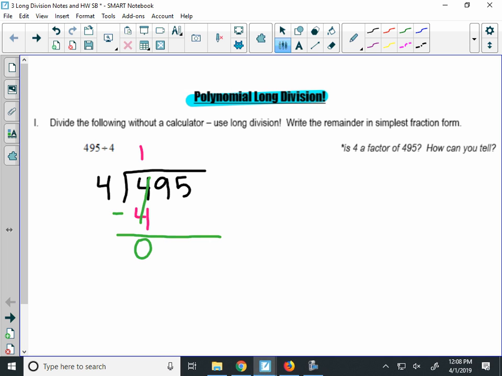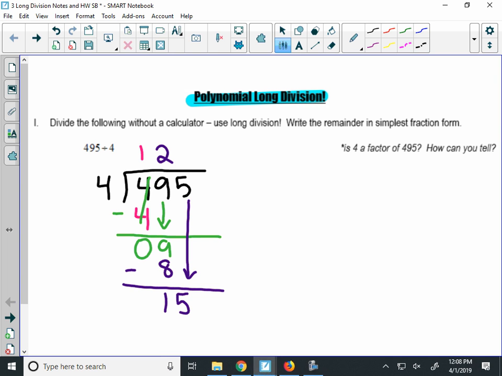Now, the next thing you do is bring down the 9. Now you start the process over. How many times does 4 go into 9? Twice. You put a 2 on the top. 2 times the 4 out front is 8. And you subtract. 9 minus 8 is 1. Now you bring down the 5 here, so you have a 15.